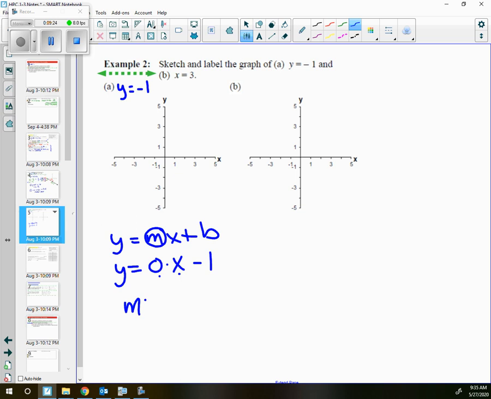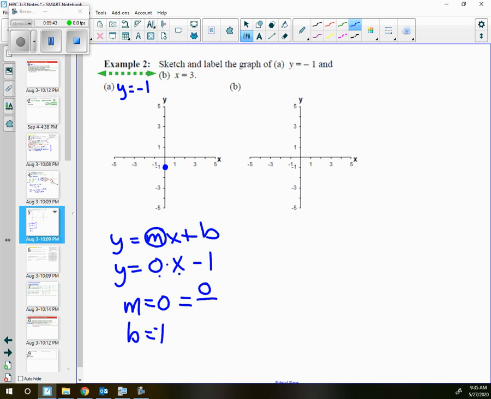That means the slope of this line is 0 and the y-intercept is negative 1. So it's definitely crossing the y-axis at negative 1. I know that. I can graph that point first. But what does a slope of 0 mean? How do you write 0 as a ratio? So think about this first. This will be helpful moving forward too.